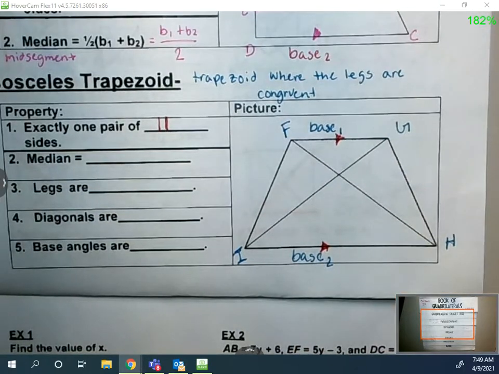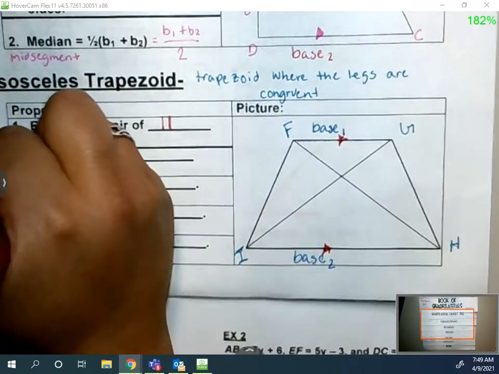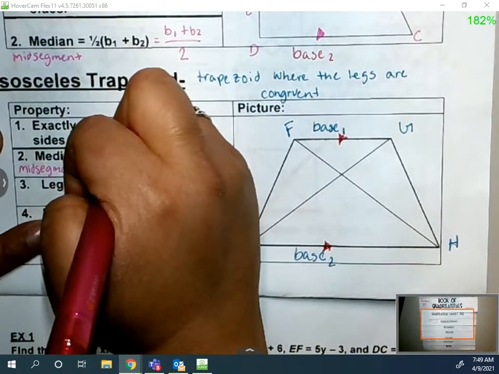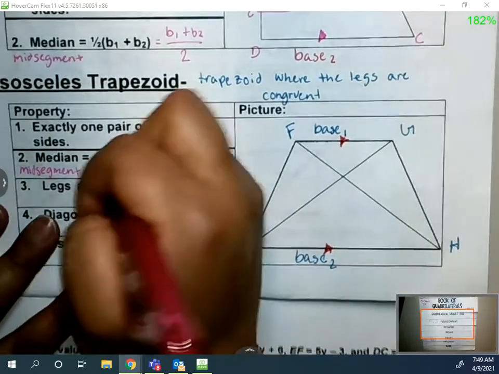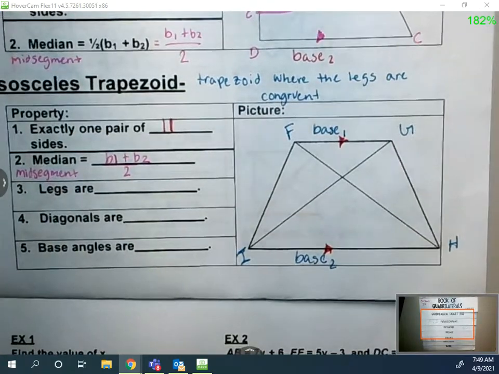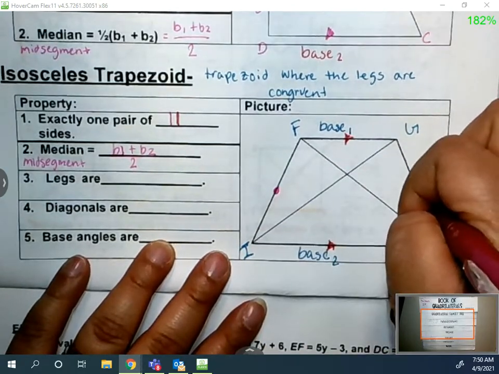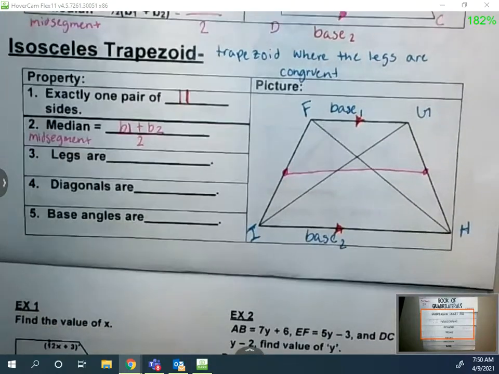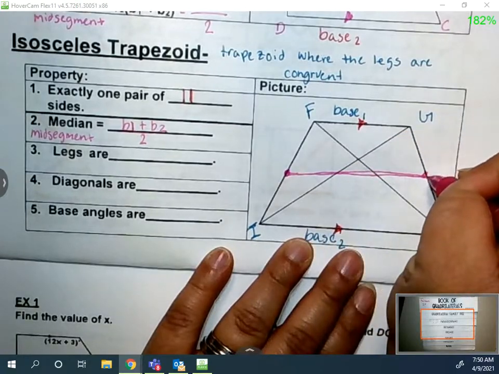The median or mid-segment has a formula, and the formula is base 1 plus base 2 divided by 2. So that's our formula to find the median. We don't have the median drawn on here, but the way you could draw it is you would find the midpoint of FI, and then find the midpoint of GH, and then connect them. That's why it's called the median, because it is the middle of the trapezoid. Mine looks a little crooked.